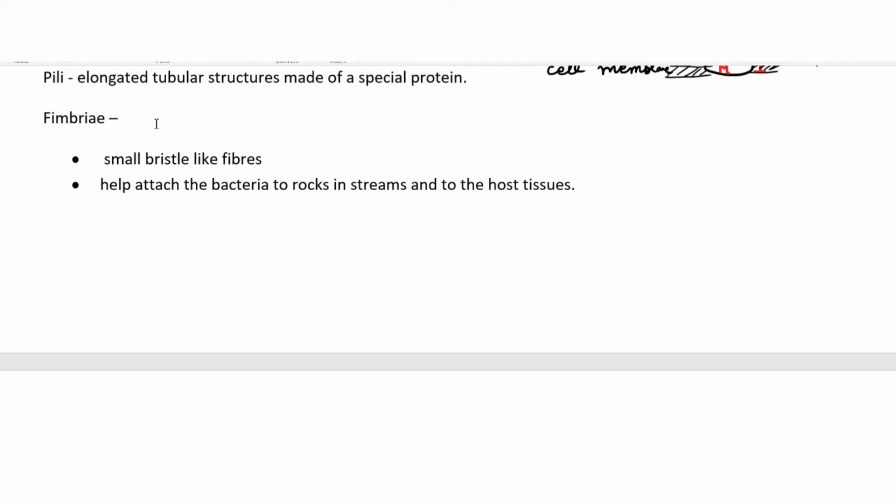Now let's move on to the next surface structure, which is pili. Pili is an elongated tubular structure made up of a protein known as pilin. Like flagellin, here it is pilin. That's it. So pili is elongated, it is long and it is tubular.